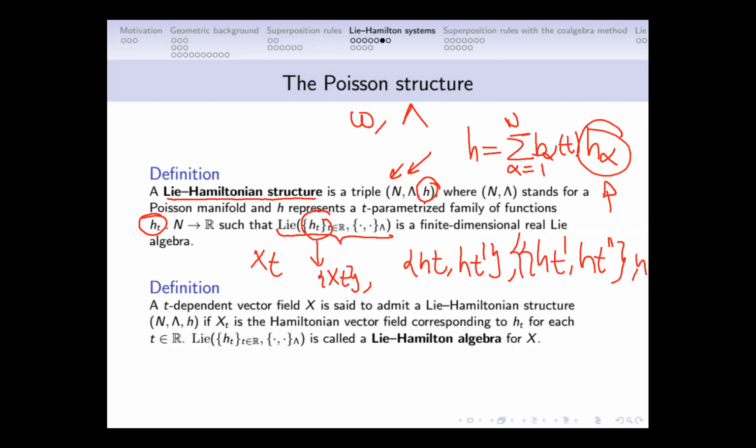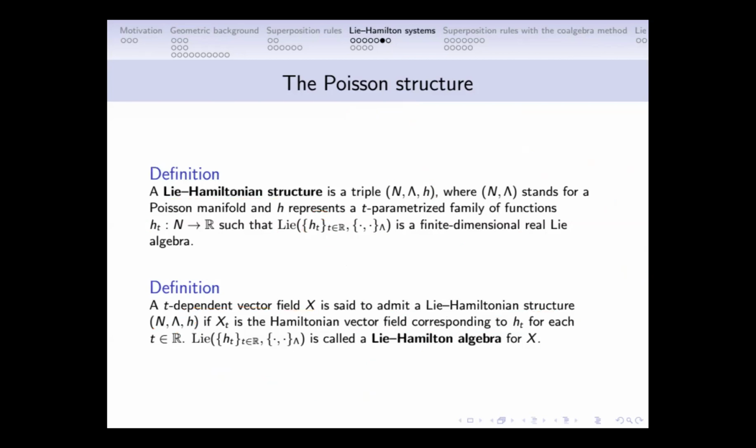And then the derived series, etc. So we will say that a time-dependent vector field, as we had, admits a Lie-Hamilton structure with the Poisson bivector and this time-dependent Hamiltonian if there is a corresponding h_t. Basically, as we will see, the anchor with the Poisson bivector of the differential of the time-dependent Hamiltonian retrieves the time-dependent vector field that we were using for our Lie system. It's basically the same, but from the Poisson point of view.